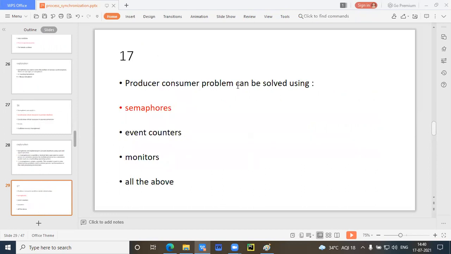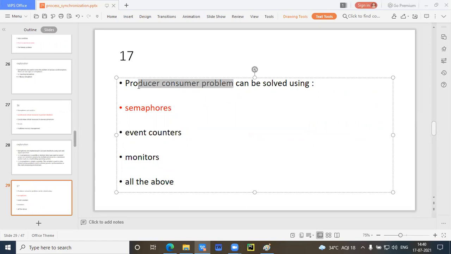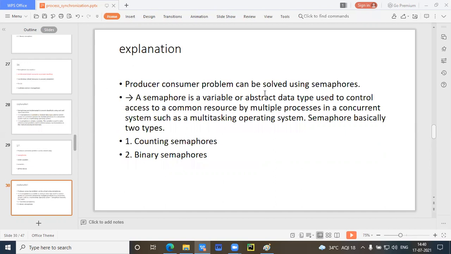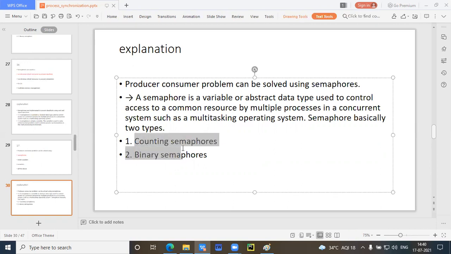The producer consumer problem can be solved by using semaphores. And this problem can be solved using counting semaphores and binary semaphores.